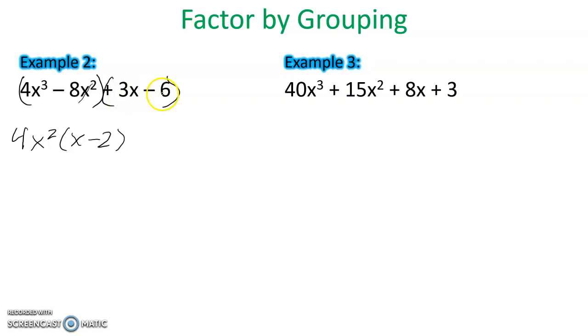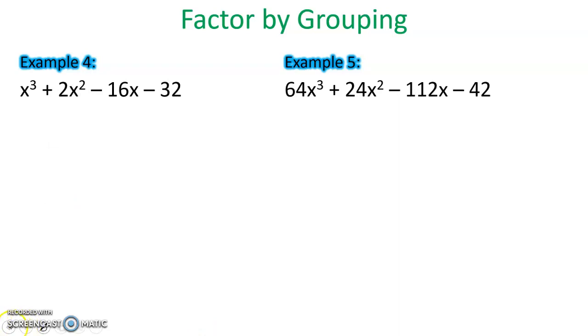Now for this one here, 3 and 6, I can take out a positive 3. So I'm going to write a plus 3 there. And what I'm left with inside, 3 divided by 3 is 1. Still left with that x. Negative 6 divided by 3 is negative 2. So I'm left with the negative 2. Again, I'm looking to see if I have the same thing in my parentheses here. I do, so I can now go on to my next step.